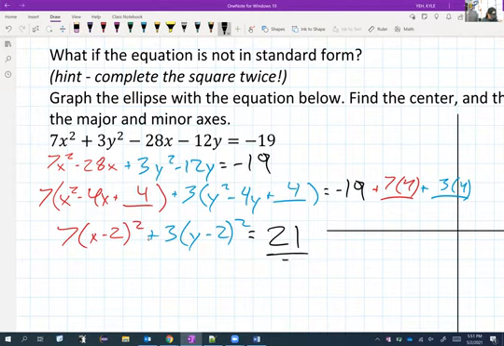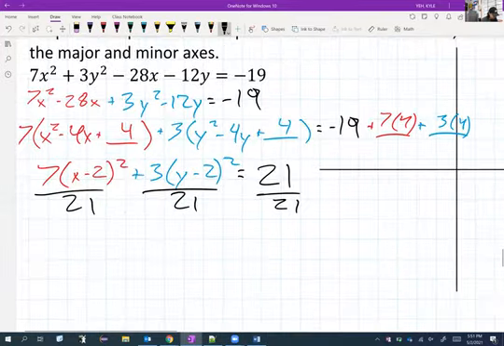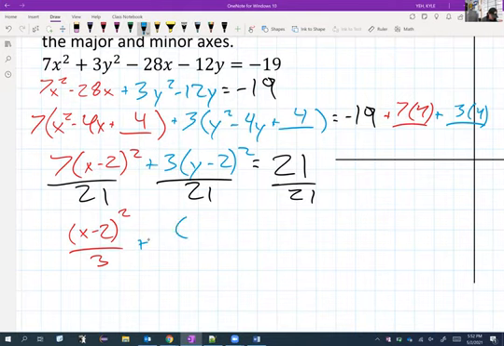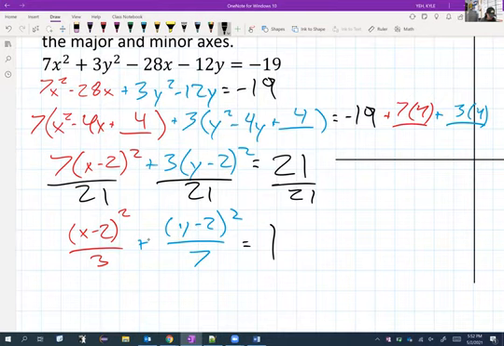So I'm going to divide by 21 everywhere. And this actually works out okay because 7 over 21 simplifies to 1 over 3. So x minus 2 squared over 3, that's a squared. What does 3 over 21 simplify to? Got rid of the 3, y minus 2 squared over 7. 3 over 21 is 1/7 equals 1.